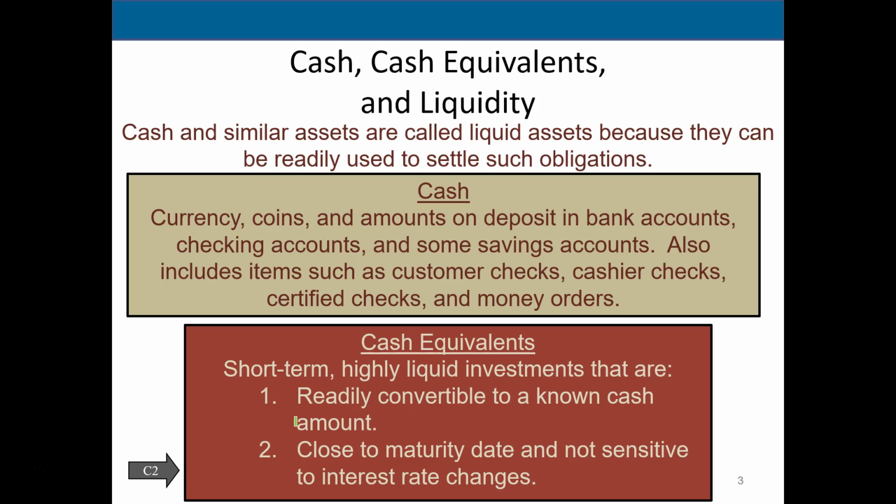Cash includes currency, coins, and amounts on deposit in bank accounts, checking accounts, and some savings accounts. It also includes items such as customer checks, cashier's checks, certified checks, and money orders, all considered cash. Cash equivalents are short-term, highly liquid investments that are readily convertible to a known cash amount, close to maturity date, and not sensitive to interest rate changes.